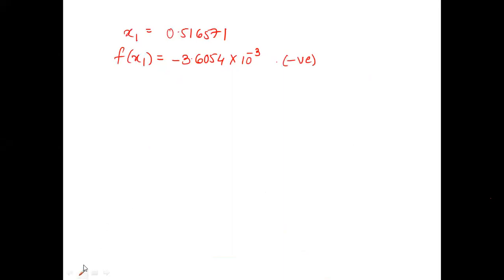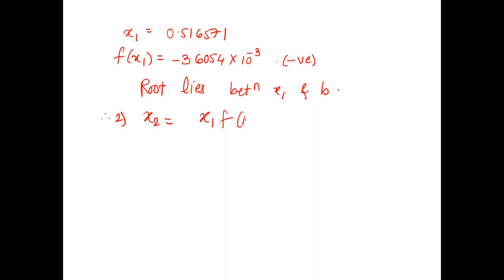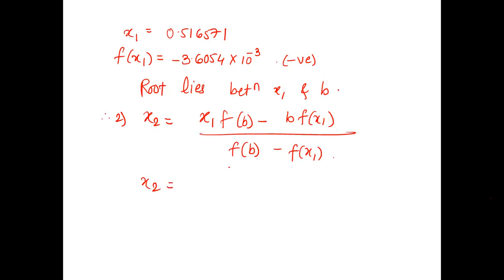So the root lies between x1 and b. Therefore, the second approximation x2 is, what will be the formula? x1 into f of b minus b into f of x1, upon f of b minus f of x1. Very good. Chalo, put all the values and solve.